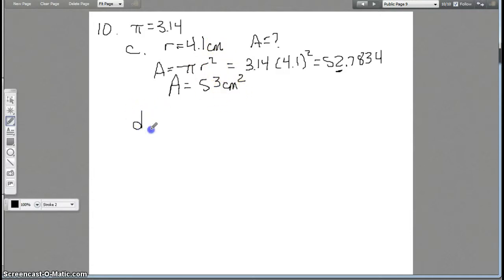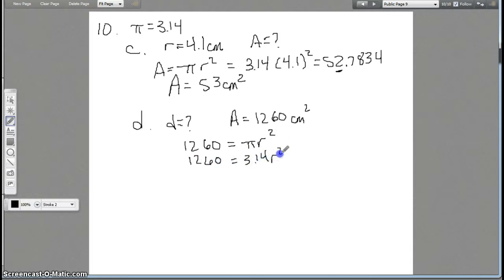Okay, just one more part here we're going to do. Part D says find the approximate diameter. Watch out, because we're being asked for diameter, not radius. Find the approximate diameter of a circular radar screen if its area is 1,260 centimeters squared. So the area is 1,260 square centimeters, which is centimeters squared. Okay, so remember area, which is 1260, is going to be pi times r squared. And we know that pi is 3.14, so 1260 equals 3.14 r squared.